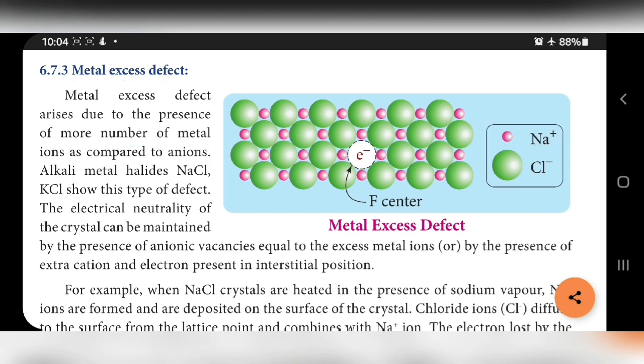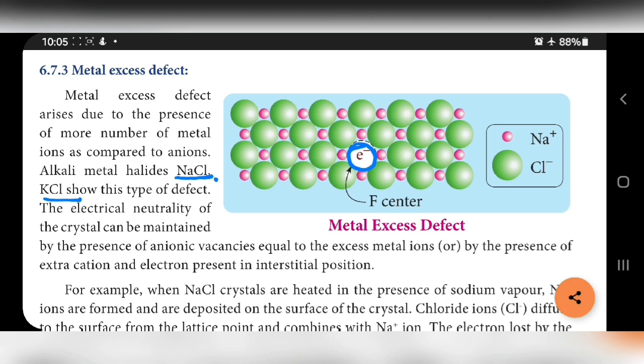Alkali metal halides like sodium chloride and potassium chloride, NaCl and KCl, show this type of defect. So both are examples of metal excess defect, NaCl and KCl. The electrical neutrality of the crystal can be maintained by the presence of anionic vacancies equal to the excess metal ions. So this is the anionic vacancy.